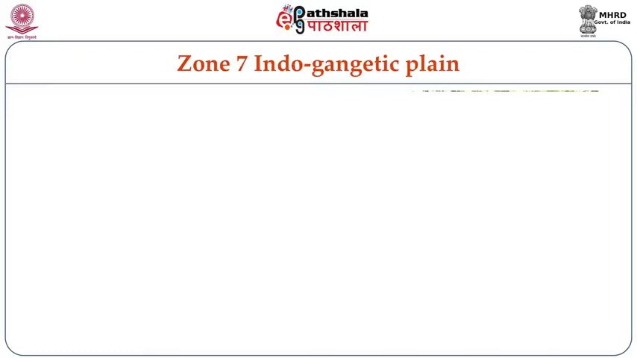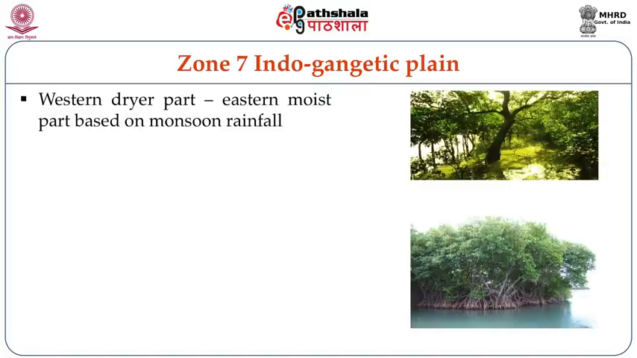The seventh zone is the Indo-Gangetic Plain. This is the food bowl of India. It's always been so. In the western part is drier, the eastern part is more monsoonal.